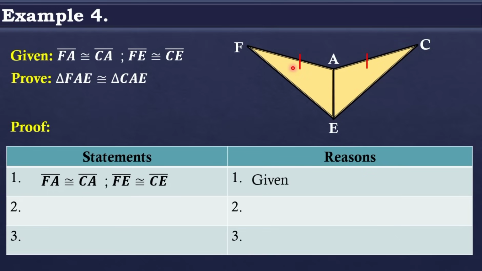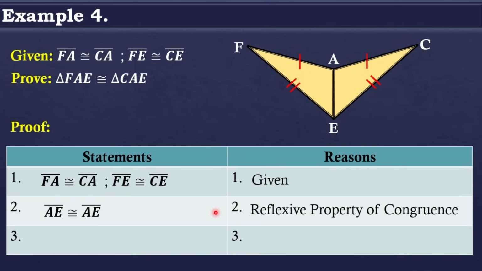So, we have FA is congruent to segment CA. And then, your segment FE is congruent to segment CE. Next, so, since nagsishare po sila ng common side, therefore, we can also say that segment AE is congruent to segment AE, and that is by reflexive property of congruence. So, lagyan po natin ito ng mark that this side of a triangle are congruent. So, congruent sila since congruent ito dahil nagsishare sila ng common side.